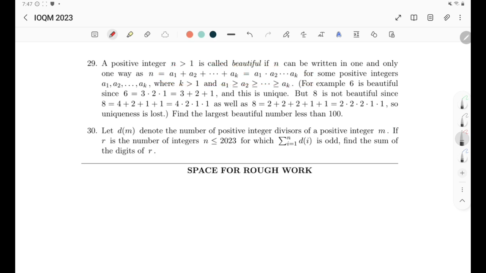6 is beautiful. But 8 is not beautiful, because this one you were able to present this way and this way as well, so the uniqueness is lost. Okay, we want to find the largest beautiful number that's less than 100. So here basically the technique we'll be using is to try to observe which numbers are beautiful.